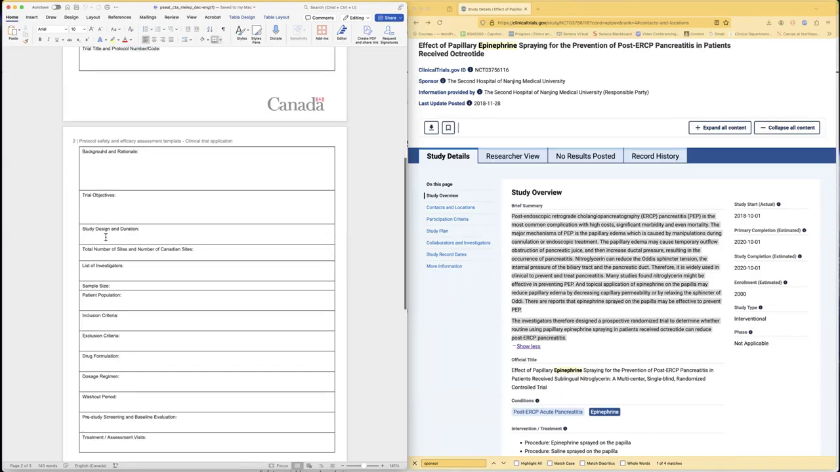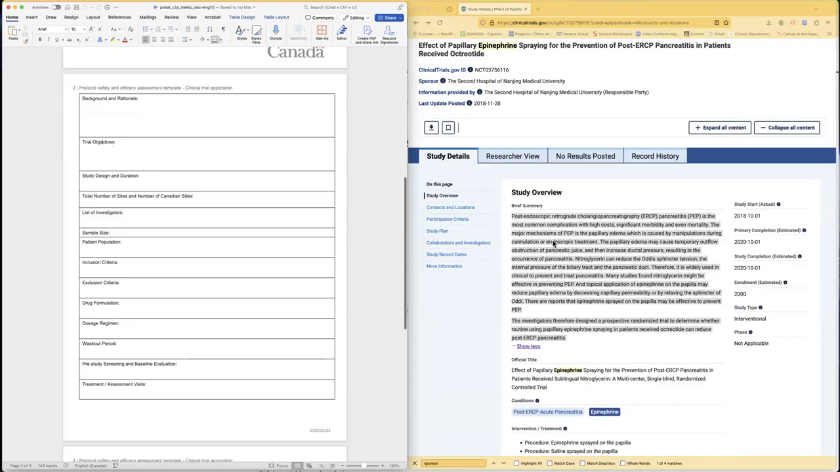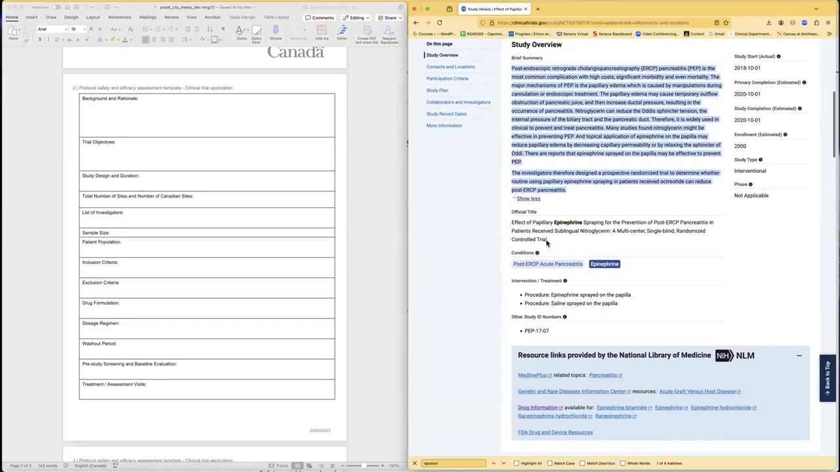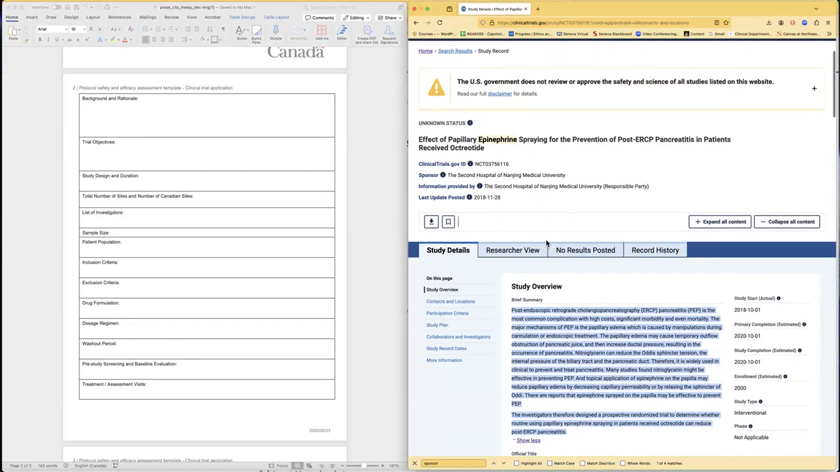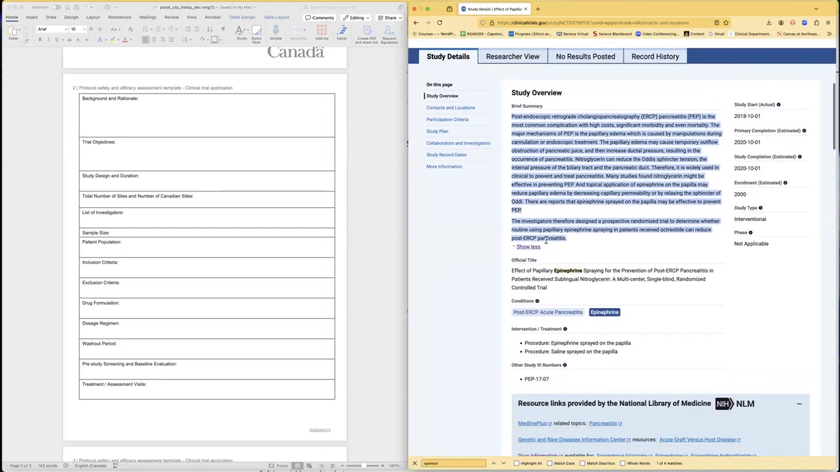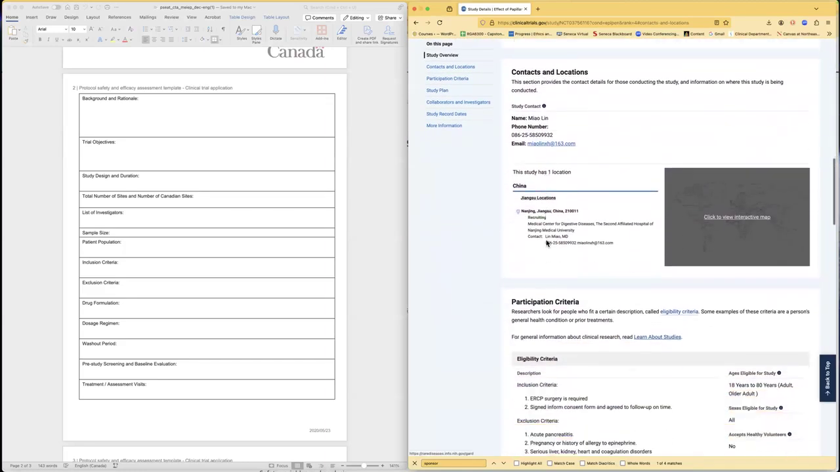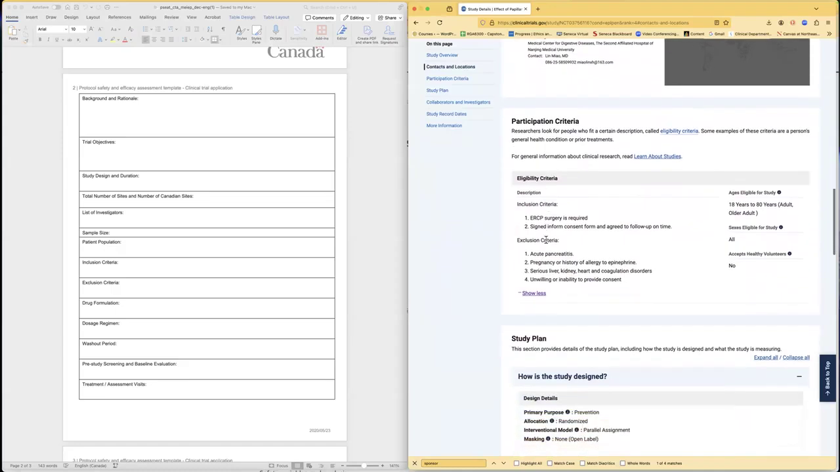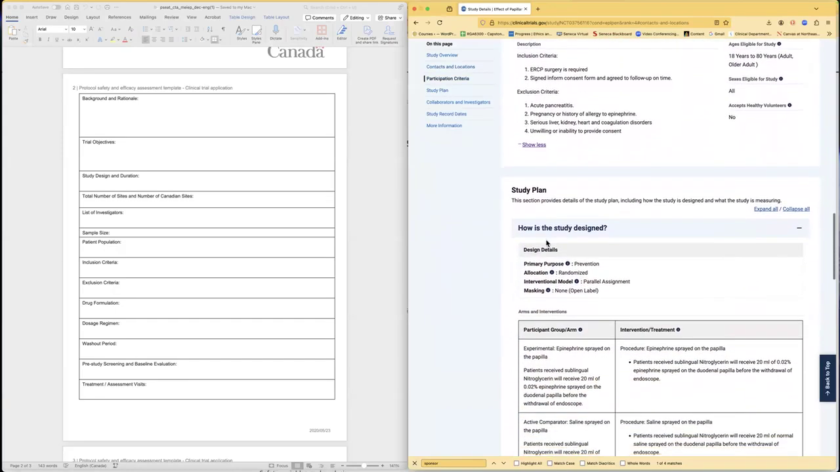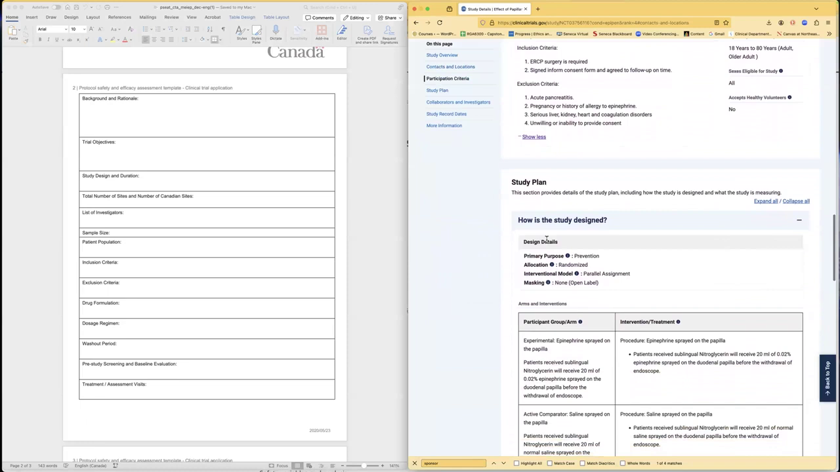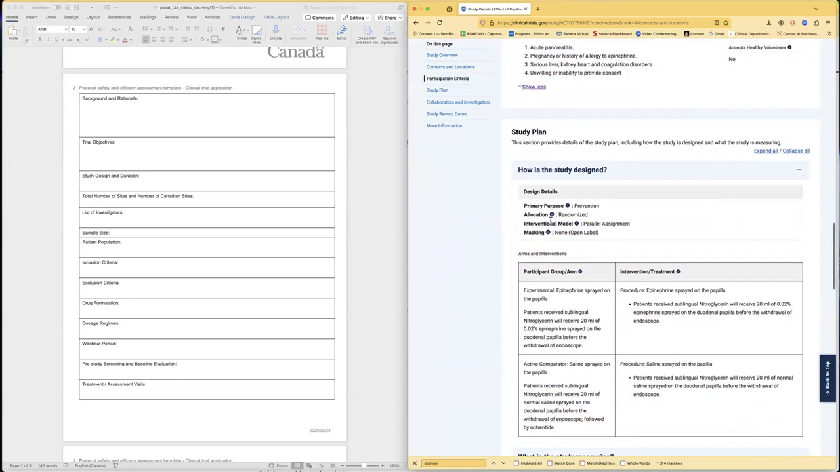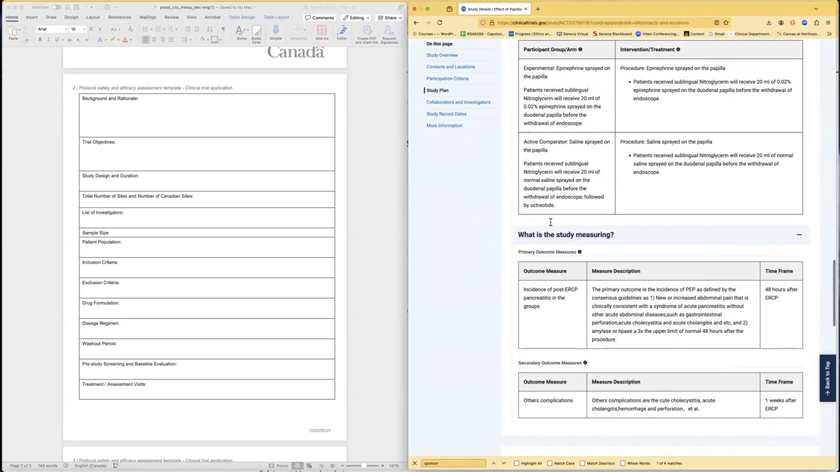Then we have the trial objectives. The objectives of the trial are again on clinicaltrials.gov. So we are going to look into the outcomes. Also, we have study outcomes. Okay. So for the trial objectives, we are going to read what we are measuring. So you have the outcome measures.